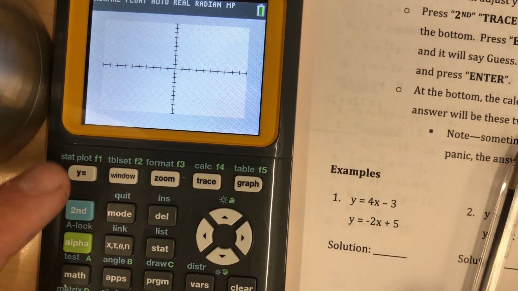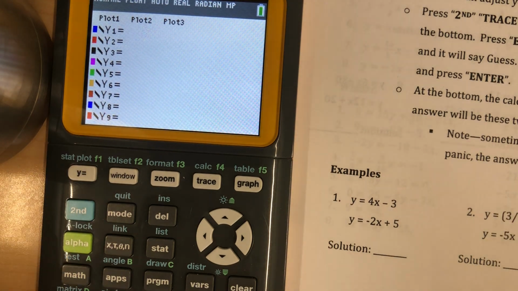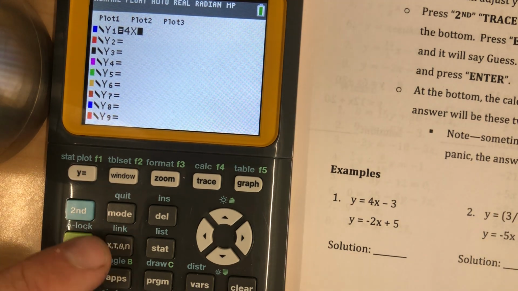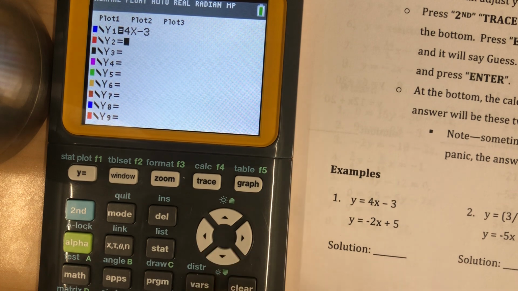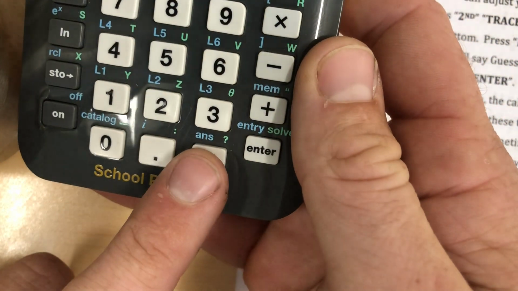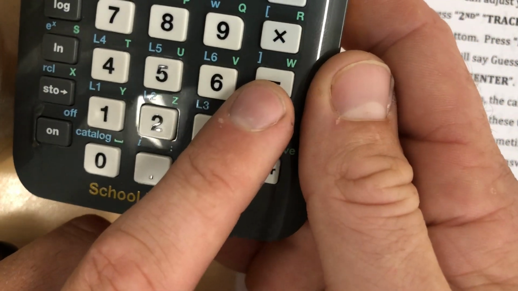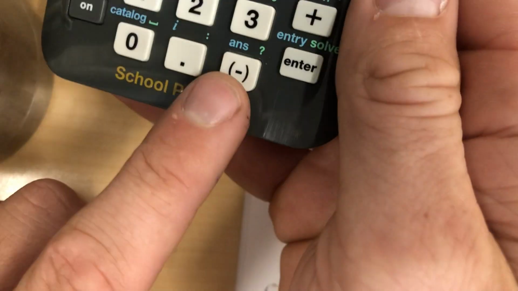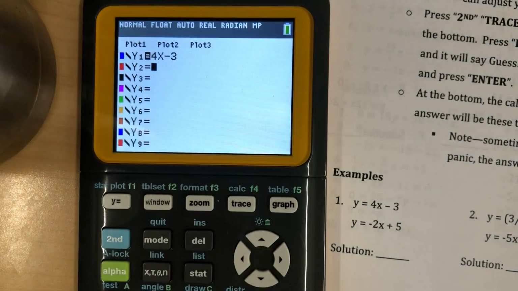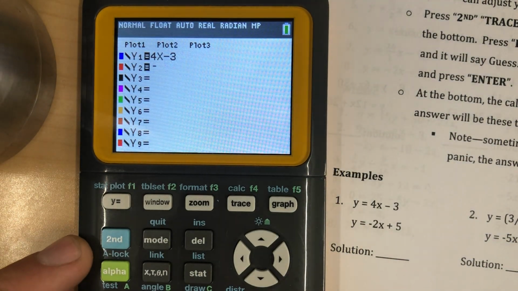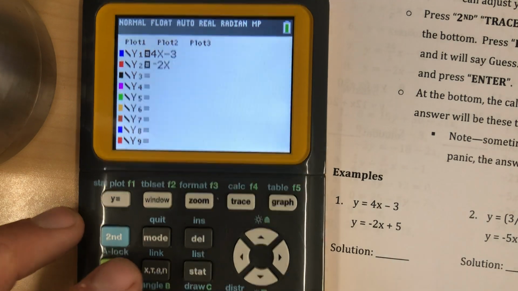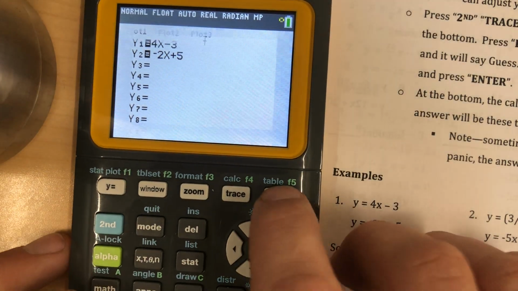So example 1, let's go back to y equals, and follow along with me. 4x minus 3, and then in y2, we'll type in negative 2x plus 5. So the negative is down here at the bottom of the calculator. Use this for your negative. That's a subtraction sign. Your calculator will get confused. Use this for your negative. So we'll type in a negative 2x plus 5, and then we'll hit graph.